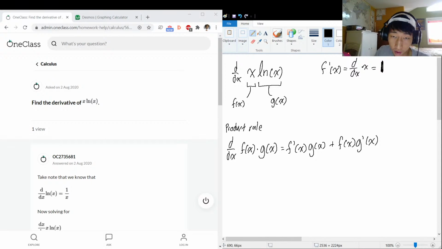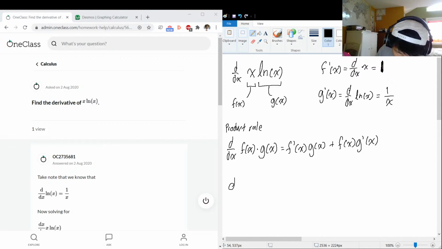Nice. Okay, now what about the derivative of g of x, which is d over dx of the natural logarithm of x? This is 1 divided by x. And this is an important derivative that you definitely need to know, because you will see this a lot. Okay, so now that we know our f of x, our g of x, and the derivatives of both of them, let's input them into our general formula for the product rule.